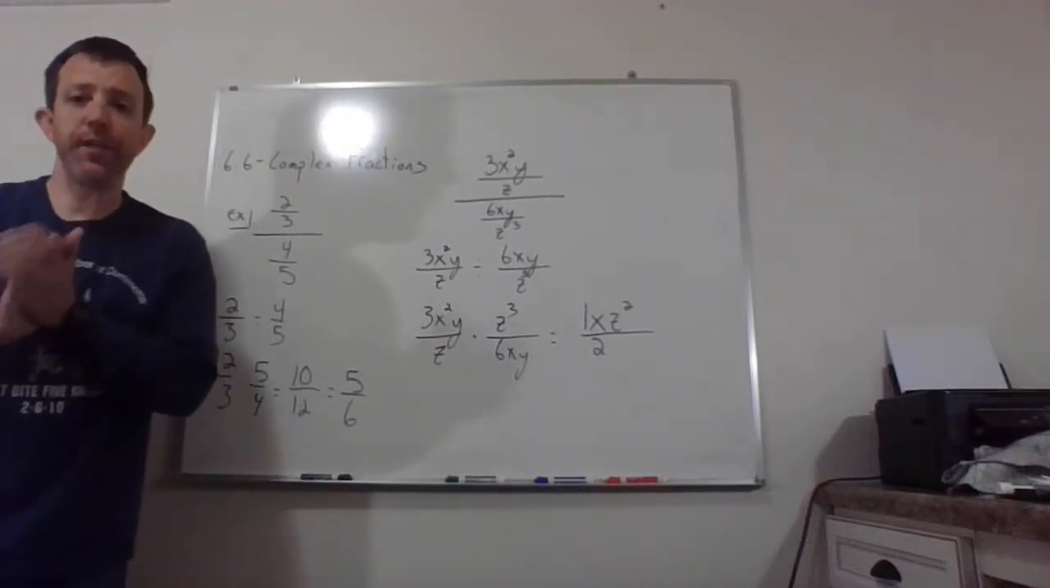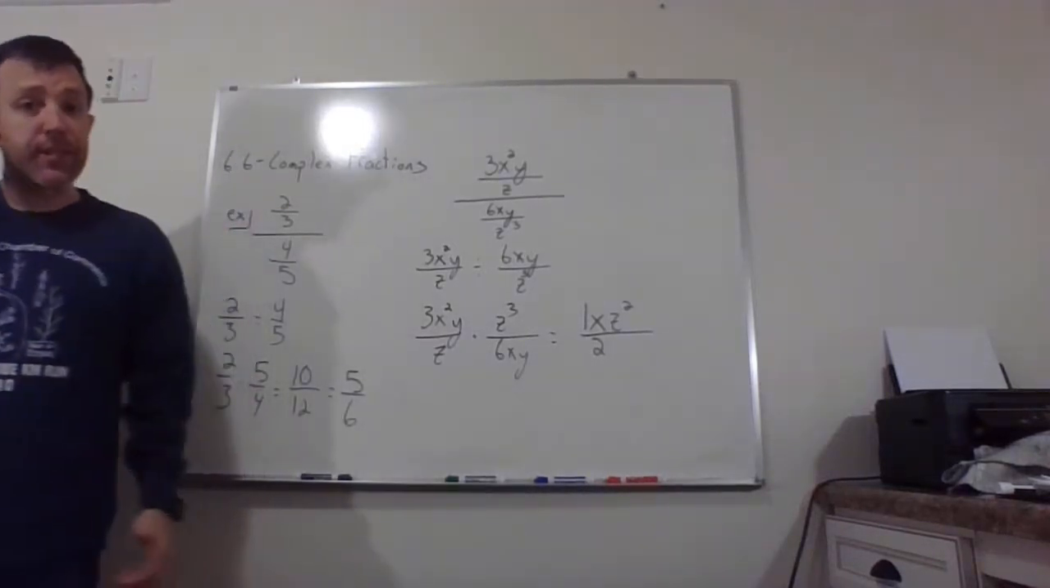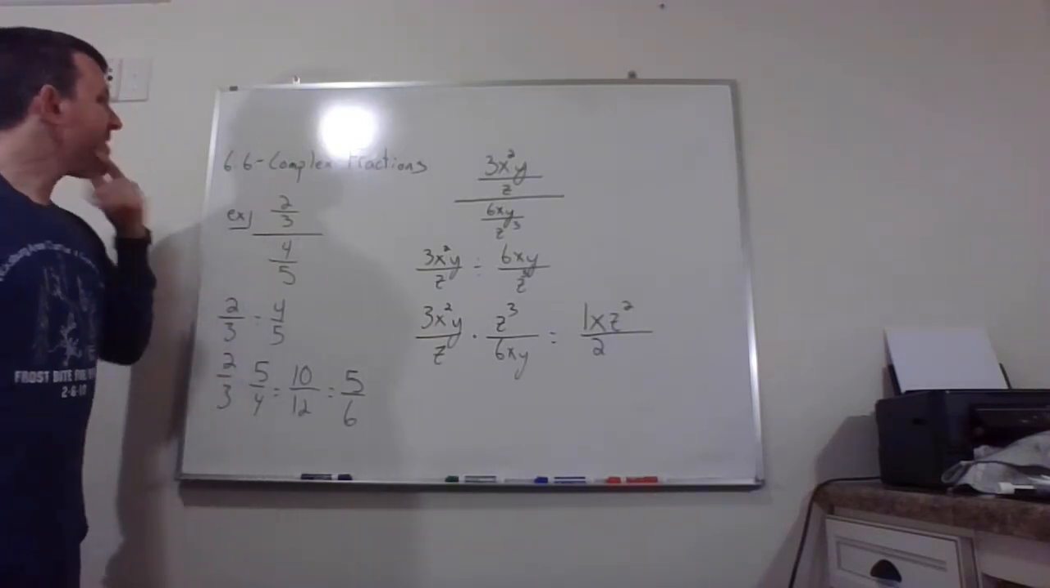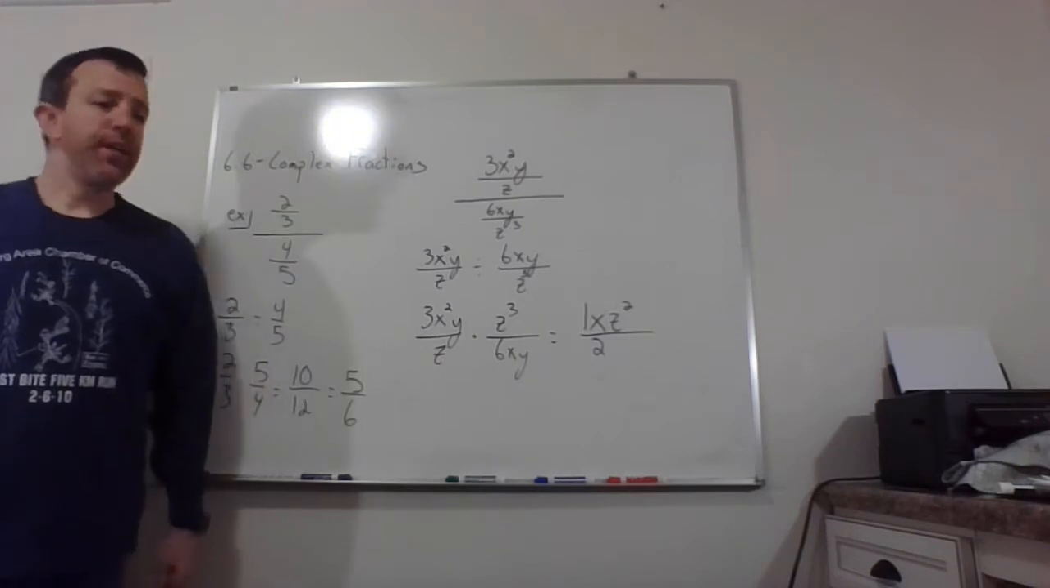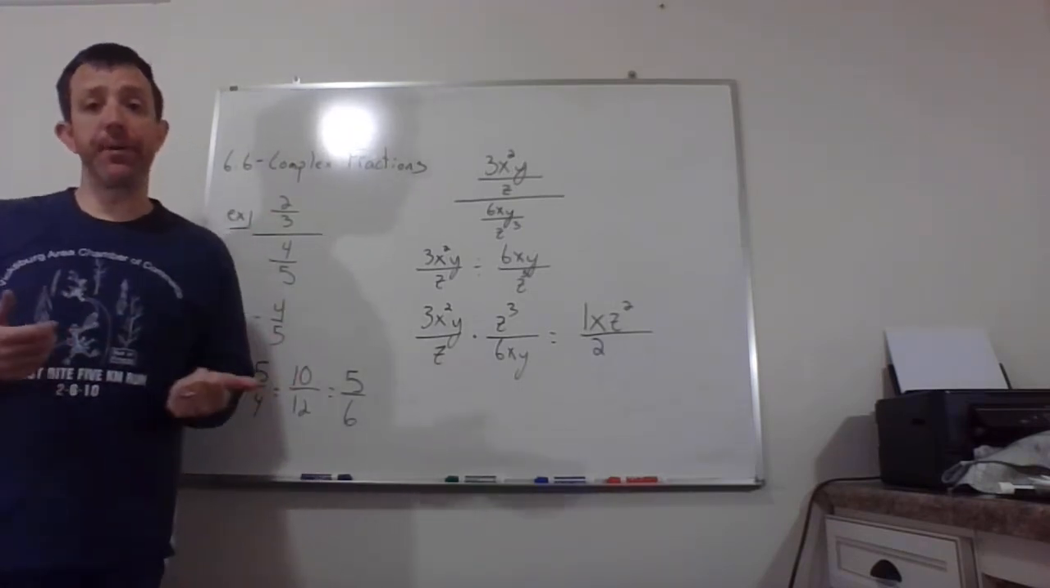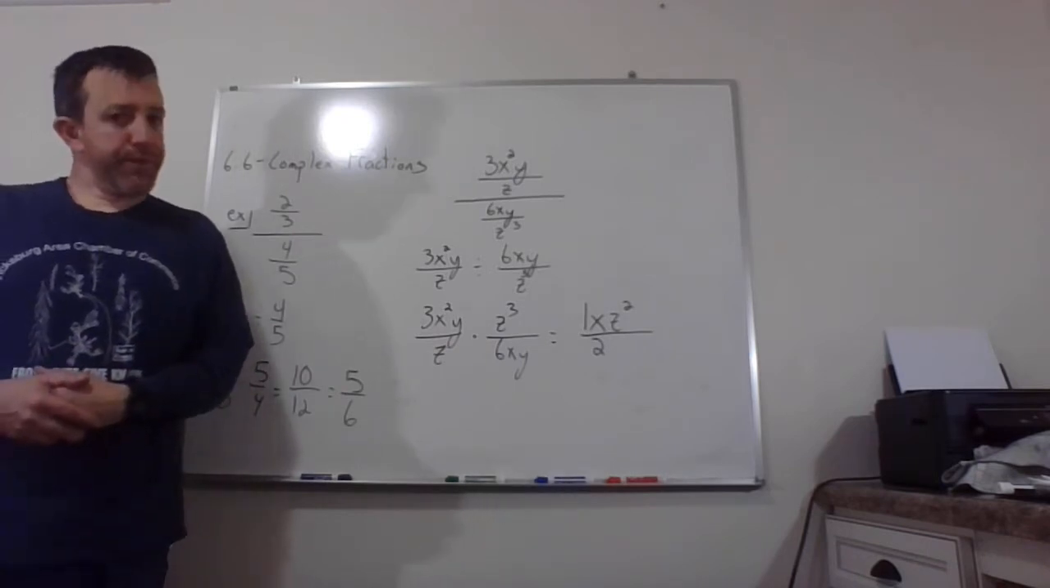All right, let's take a look at section 6.6. This is the last section that we're actually going to do here in chapter 6. So this is complex fractions. And a complex fraction is basically a fraction where the numerator, the denominator, or both are also fractions.